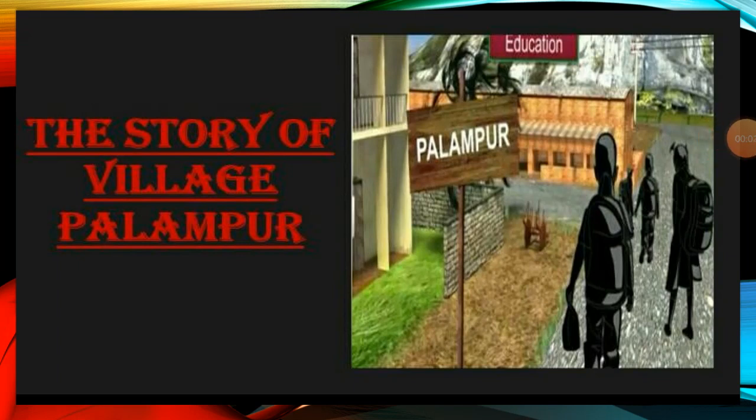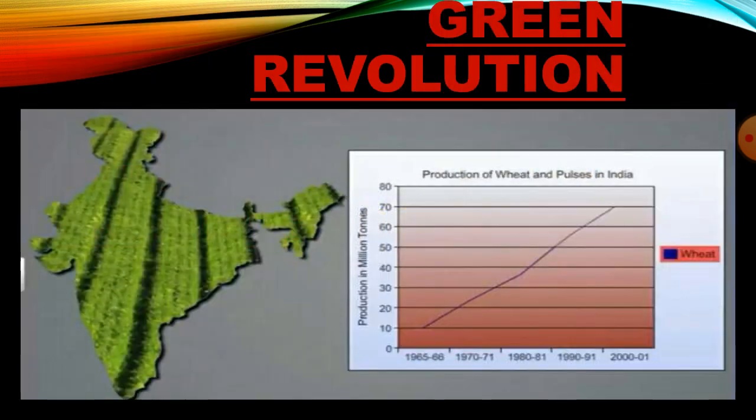Hello everyone, let's continue with the same chapter, the story of village Palampur, part 4. In the last videos we have covered how well the land sustained, modern farming and traditional farming methods, the factors of production and the facilities availed by the village Palampur. Now let's start with the chapter. As we have learnt about modern farming methods and the traditional method, to continue with it, we will take the Green Revolution.